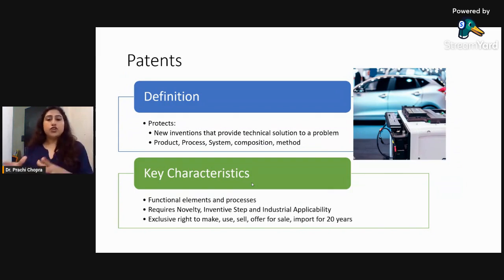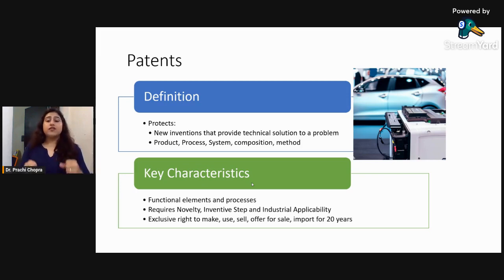So any technical solution to a problem, maybe in the form of a product or a process or a system or a method, or talking about the pharma side, maybe a composition, a formulation. These types of technical advancements are always protected by patents. There are a few key characteristics: functional elements and processes are best suited to be protected as patents. And there are a few eligibility criteria: the work you have done should be novel.